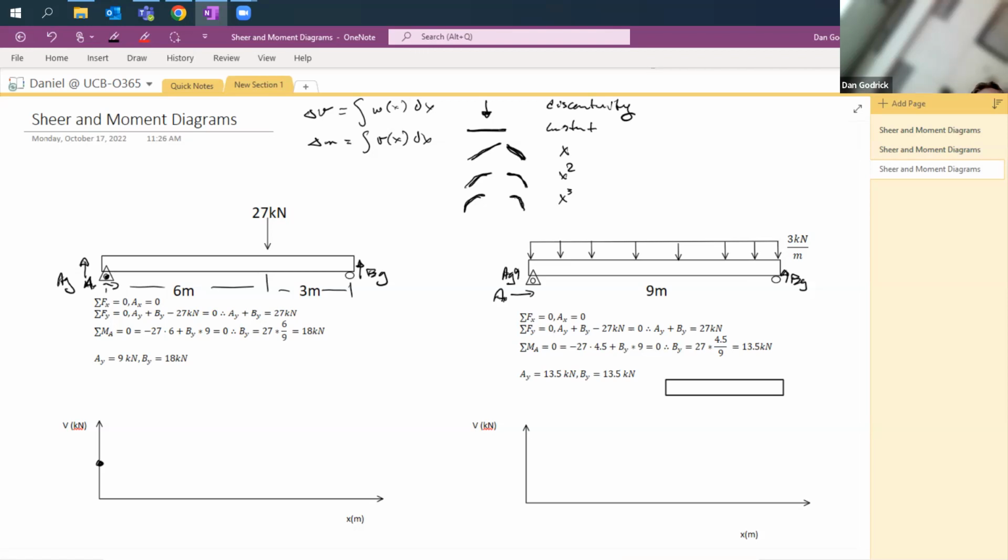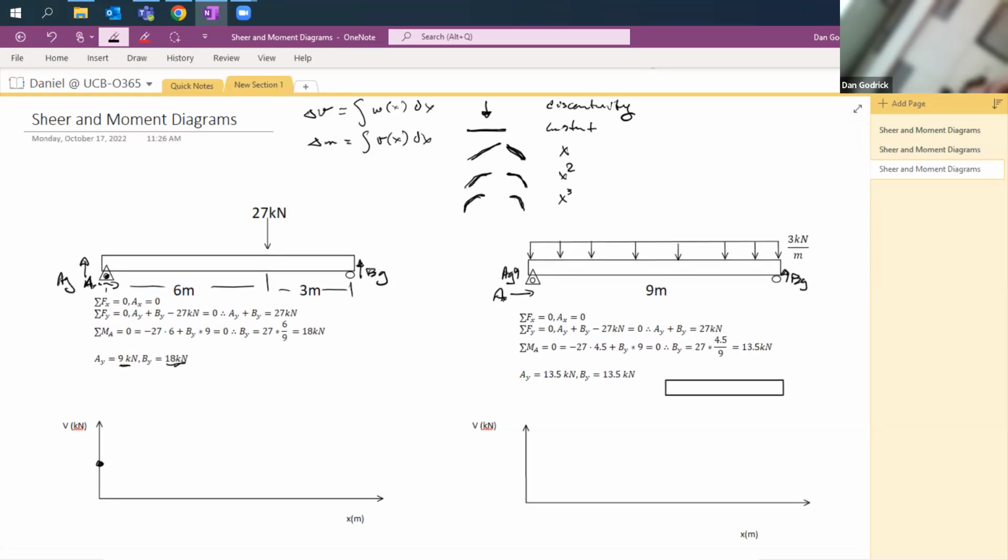By this point in time, I'm assuming you know rigid body equilibrium. So we're showing that the sum of Fx is 0, the sum of Fy is 0, and we can take the moments about anything, but if we take them about point A, we can solve for our reaction at B, which is a roller. And so we find Ay is 9 kilonewtons and By is 18 kilonewtons.